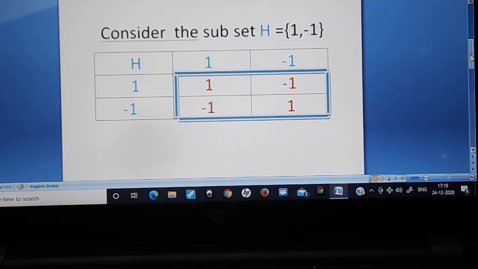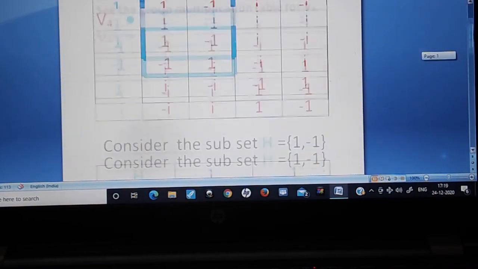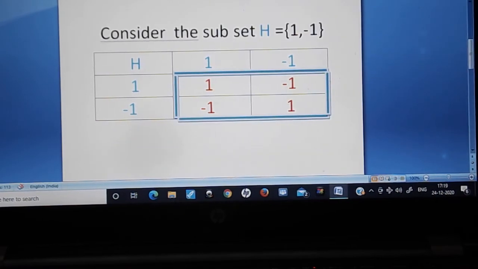It is satisfied. Which is the identity element? This is the identity element. 1 is the identity element, isn't it? See, 1 is the identity element for the set H, for the composition table prepared for H equal to {1, -1}. Here, the identity element is 1.